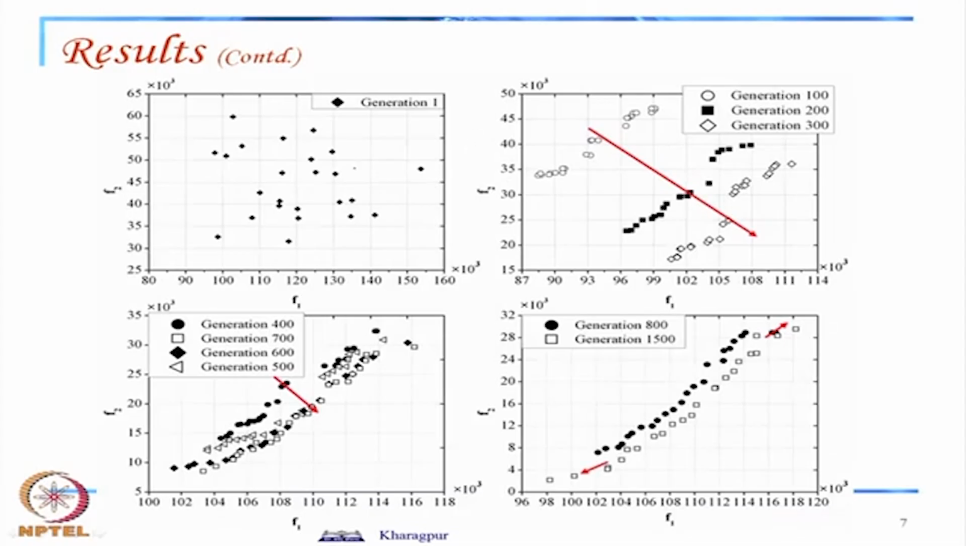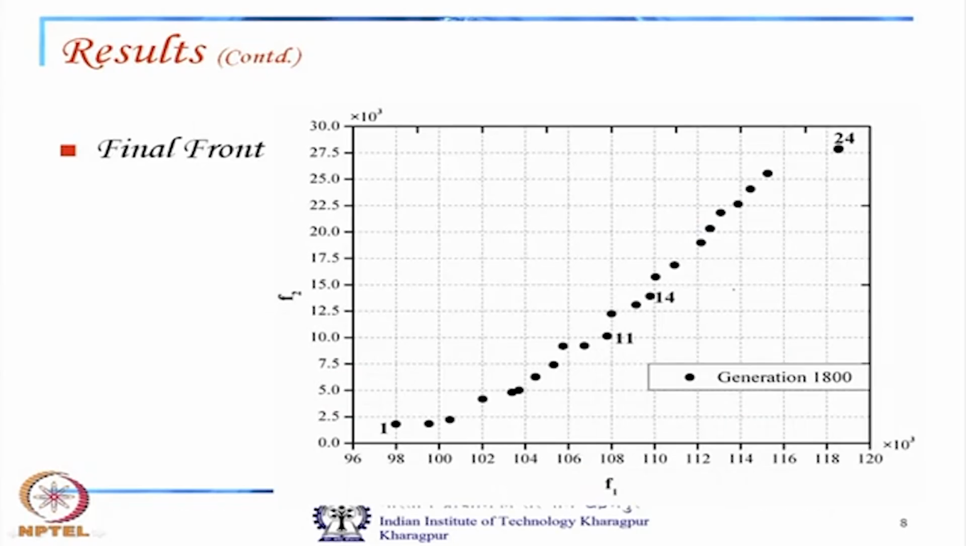So, with different number of iterations or generations, let us say this is generation number 1, and this is 100 generation, 200, 300. So, in the 300th generation, it is moving towards the Pareto front, and with the increase in generation number, it is also spreading in both the directions. So, let us say this is our final front.